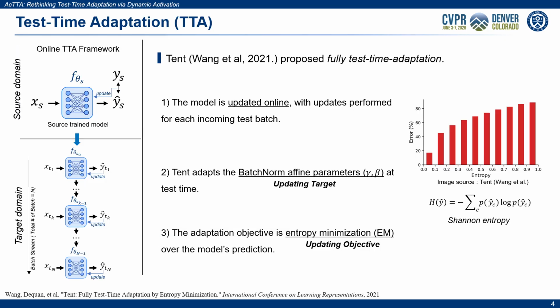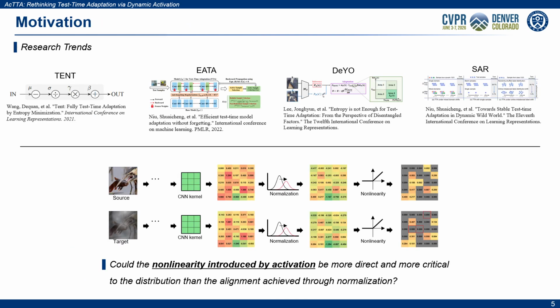Following Tent, the model is updated online, one test batch at a time, with no access to source data. The objective is simply entropy minimization over the model's own predictions. The key question is, what should we update? Almost all prior works update affine parameters of normalization layers. And that's where we step back.